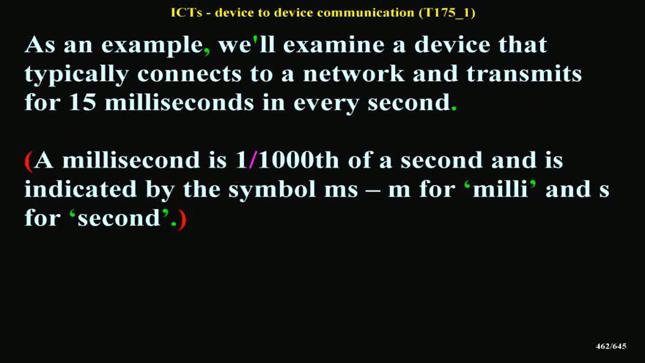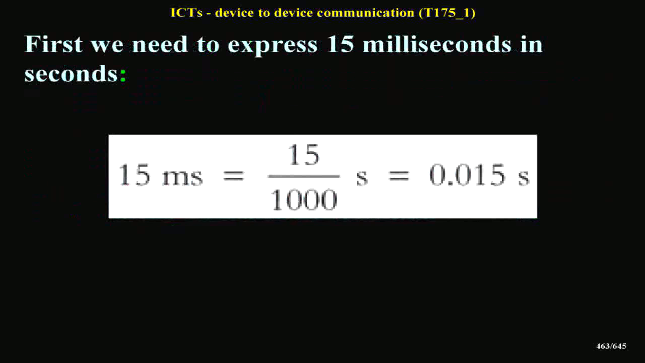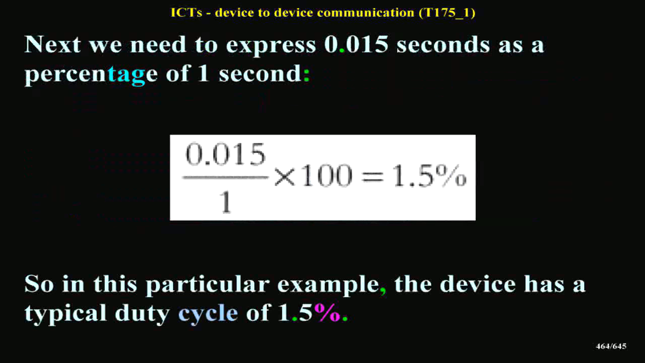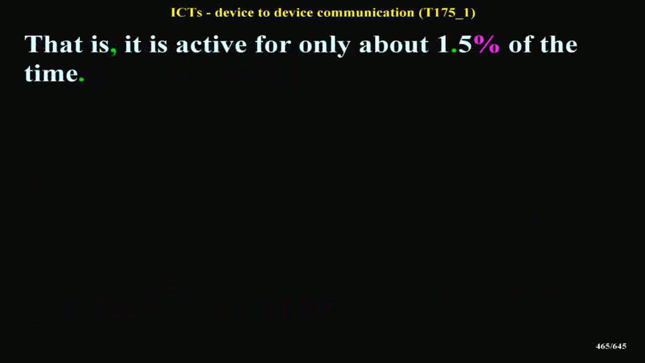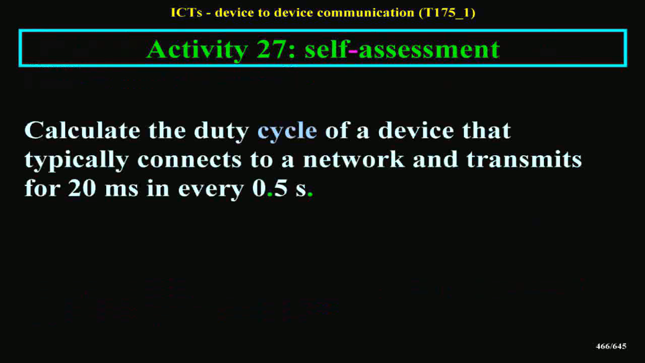As an example, we'll examine a device that typically connects to a network and transmits for 15 milliseconds in every second. A millisecond is 1/1000th of a second and is indicated by the symbol ms, m for milli, s for second. First, we need to express 15 milliseconds in seconds. Next, we need to express 0.015 seconds as a percentage of 1 second. So in this particular example, the device has a typical duty cycle of 1.5%. That is, it is active for only about 1.5% of the time.